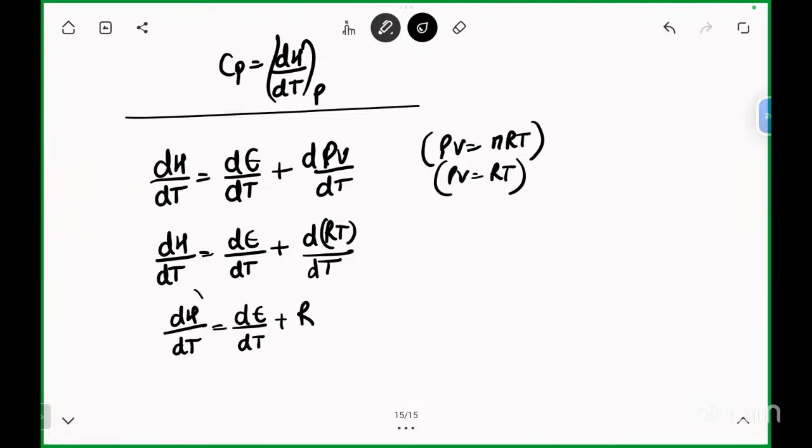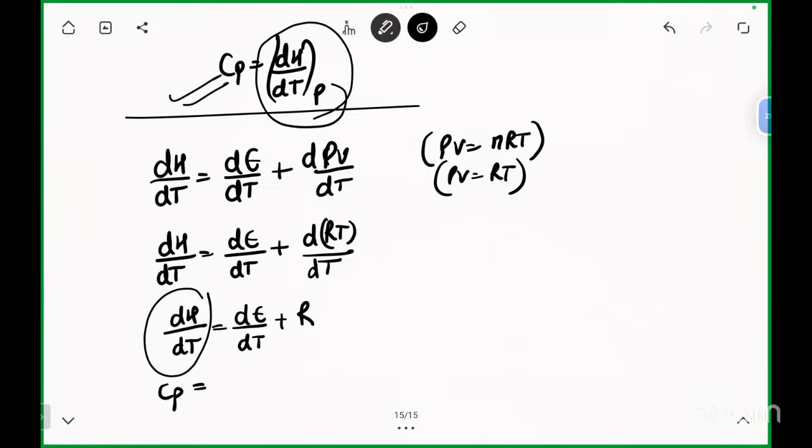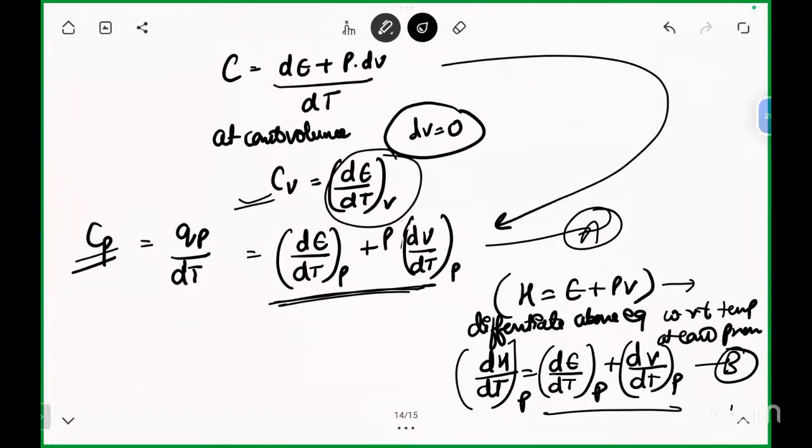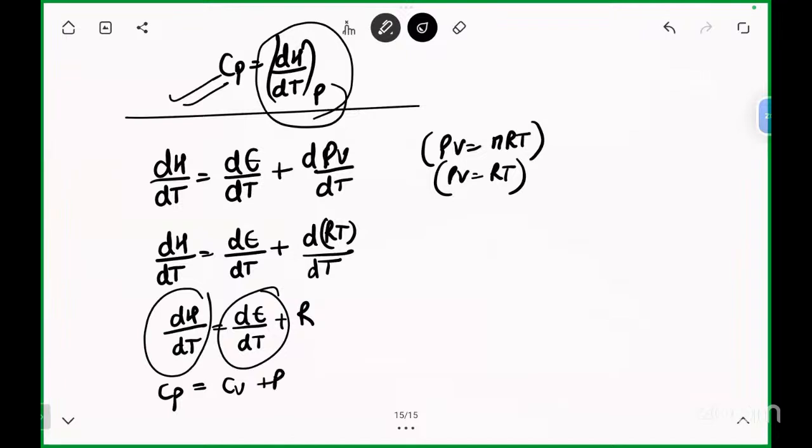And we know that dH over dT is equal to Cp. So I will write Cp equals dE over dT plus R. We have already established dE over dT equals Cv, so instead of that we'll write Cv plus R. So we can write Cp minus Cv equals R. This is the relation between Cp and Cv. This is quite important from the exam point of view. Most of the time, the derivation question repeated is only this, so don't leave this. Some processes are also there, so we'll discuss those processes also.